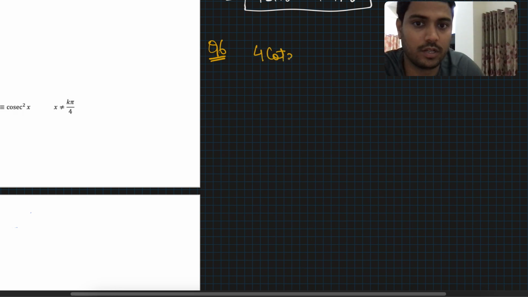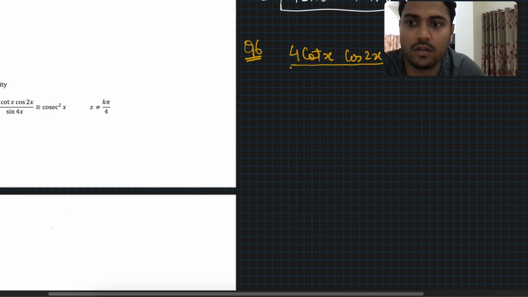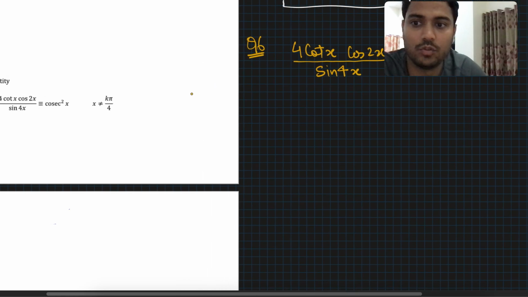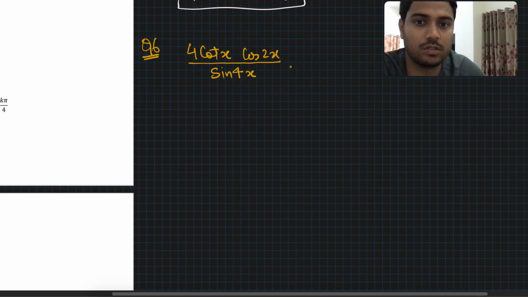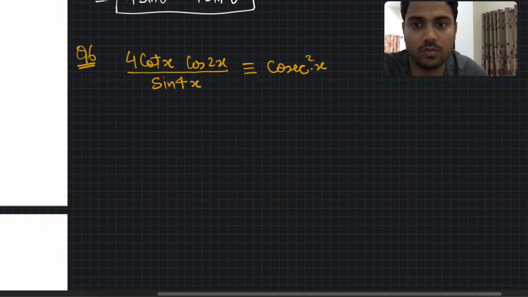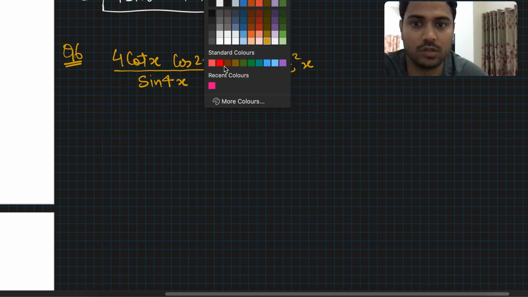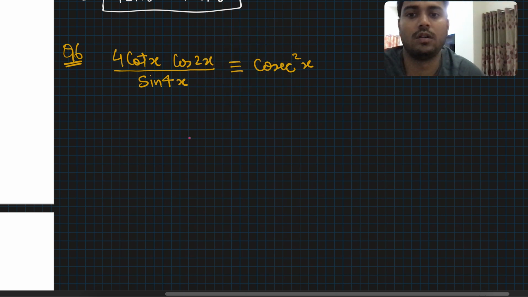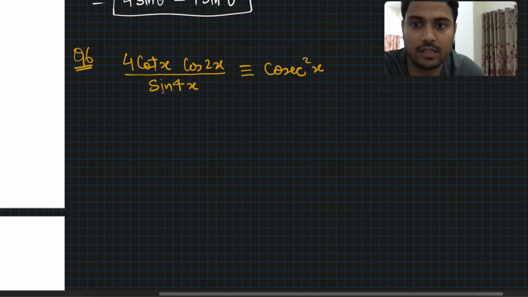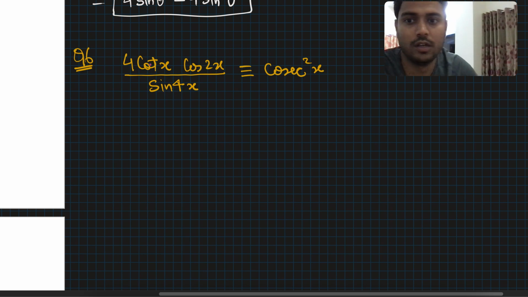4 cot x cos 2x divided by sin 4x, which is equivalent to cosec square x. This is what we have to prove. So let's check. I'll use another color. Now 4 cot x and cos 2x, and we have sin 4x.